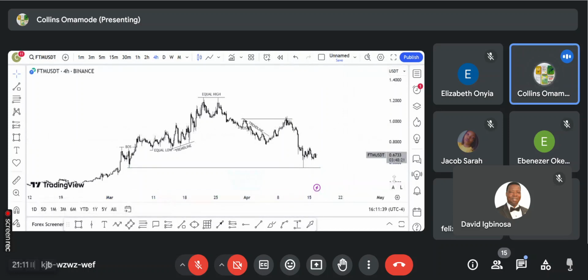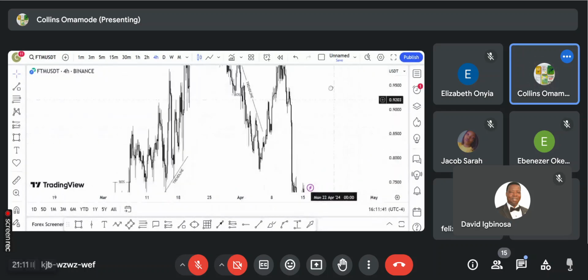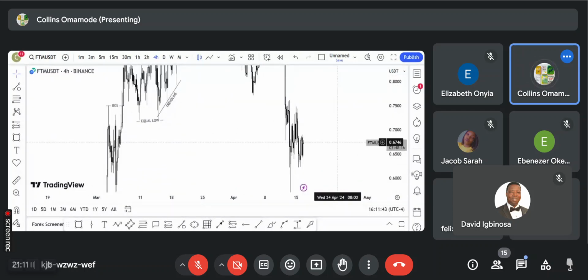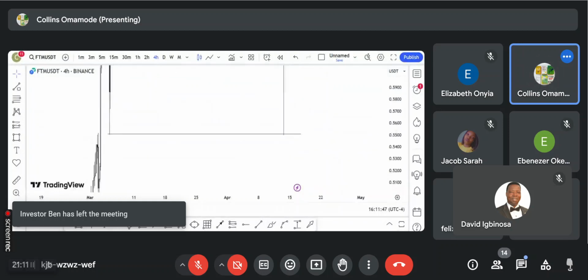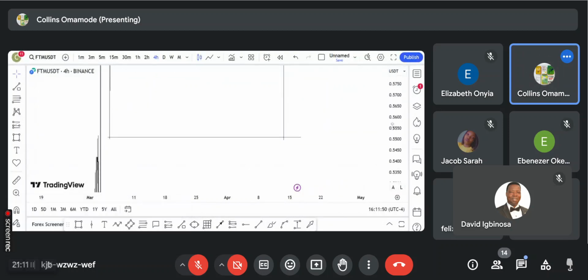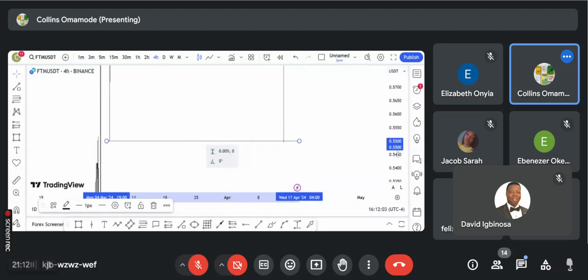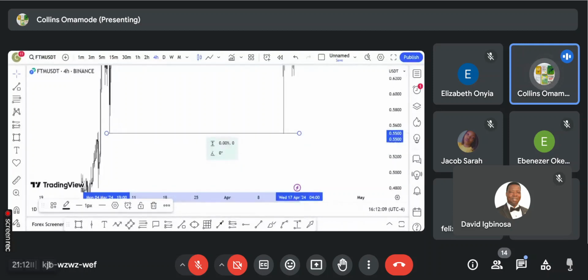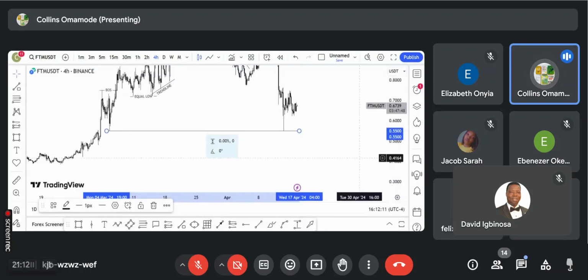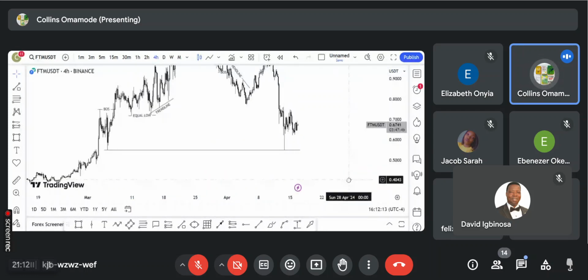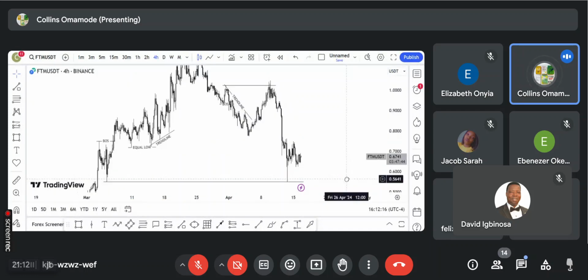Look at it. Let me see whether price took it out. Price took it out a little. Are you seeing it? If you look at it, price took it out a little. Immediately it took it out, that was when it started pushing up. So if you understand liquidity very well, you would say price has taken out this low as liquidity. You expect price to push up.